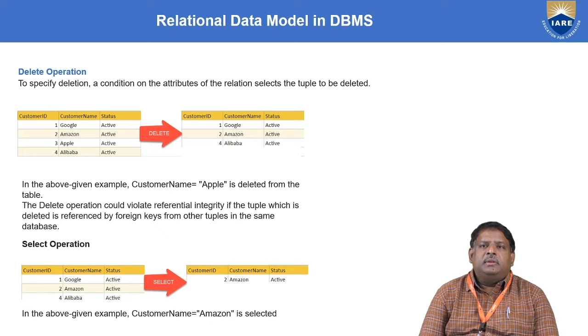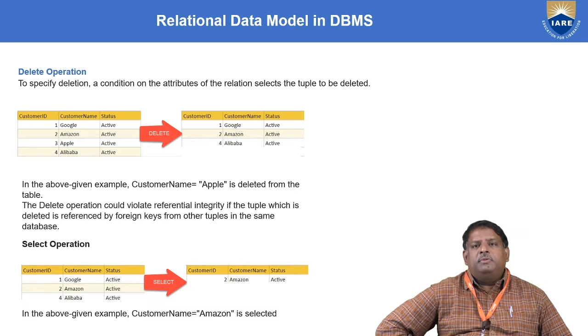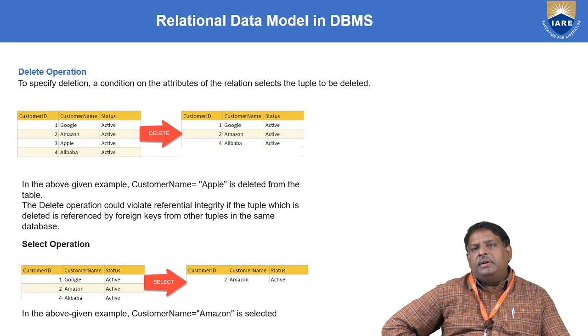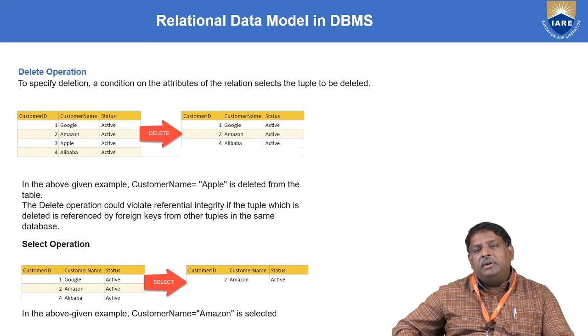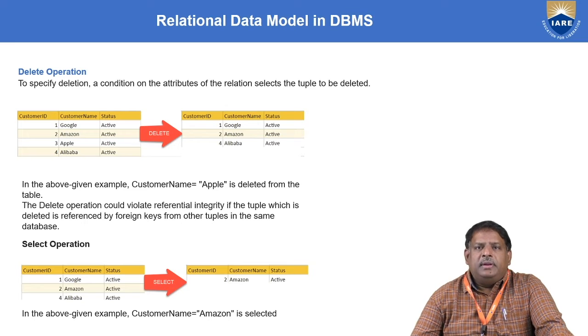Now we see the next 2, delete and select. To specify a deletion condition on an attribute of the relation, the selected tuple must be removed. In the given example, customer name Apple is deleted from the table. The delete operation could violate the referential integrity if the tuple being deleted is referred to by a foreign key from other tables in the same database. Suppose Apple is being referred to in other tables; if you try to delete it, it will give you an error. First we have to delete from the child table, then come and delete from the main table. This is the delete operation.